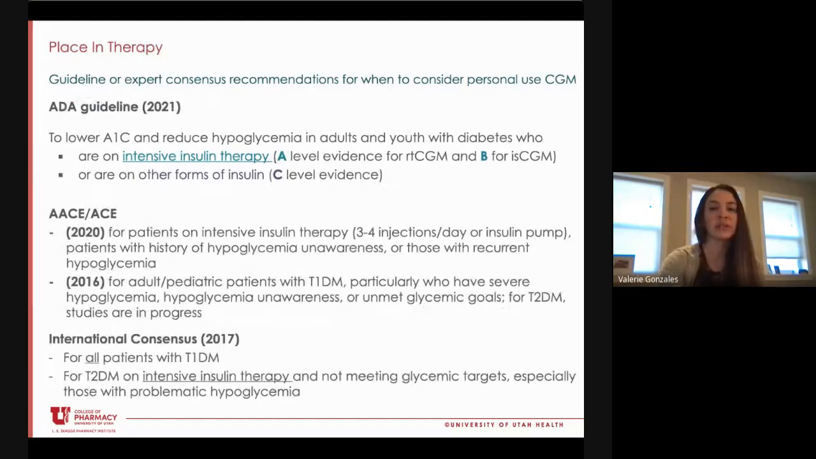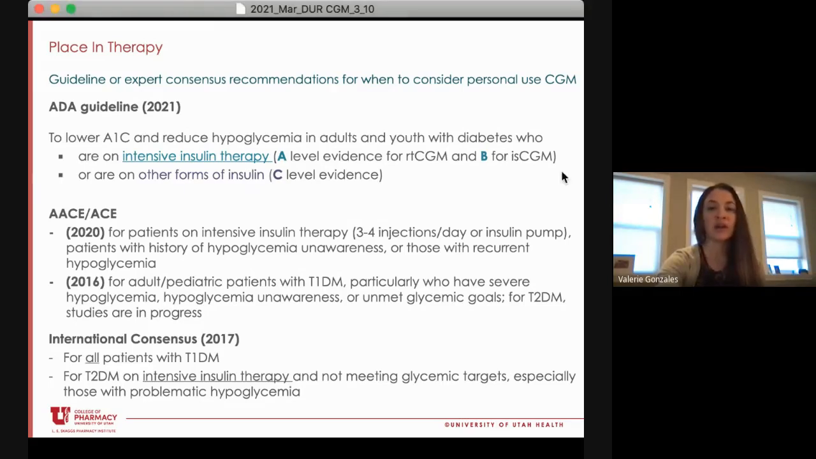Altogether, guidelines cite numerous studies in children and adults with type 1 diabetes on intensive insulin therapy that showed improvement in glycemic outcomes, such as reduced A1C in previously uncontrolled patients and reduced episodes and time spent in hypoglycemia with CGM versus SMBG. In type 2 diabetes, significant reductions in A1C have been demonstrated with personal use CGM in those on intensive insulin therapy. So the ADA guideline has recommended CGM for patients on intensive insulin therapy, supported by A and B level evidence respective to RT CGM and IS CGM.